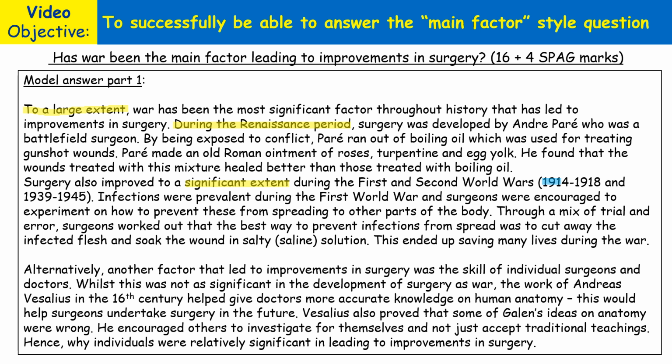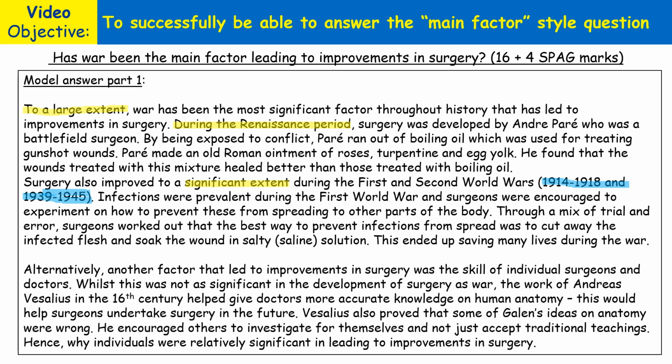I'll put that in a different colour to show the marker we're using specific evidence and own knowledge. Infections were prevalent during the First World War, and surgeons were encouraged to experiment on how to prevent these from spreading to other parts of the body. Through a mixture of trial and error, surgeons worked out the best way to prevent infections from spreading was to cut away the infected flesh and to soak the wound in salty saline solution. This ended up saving many lives during the war.